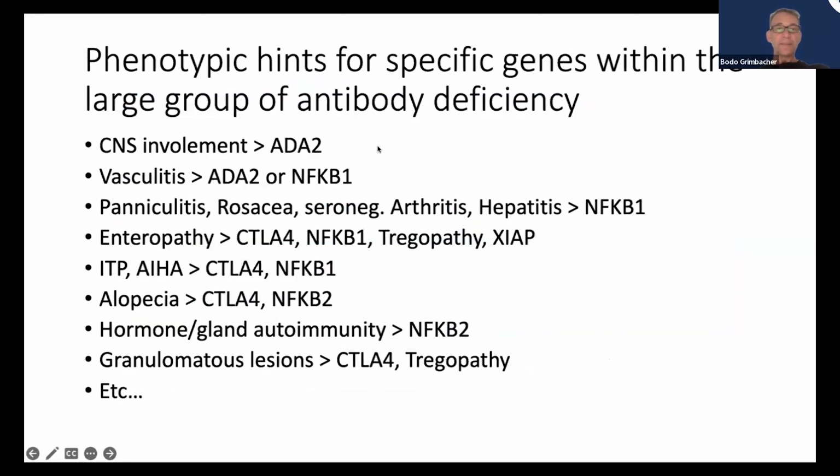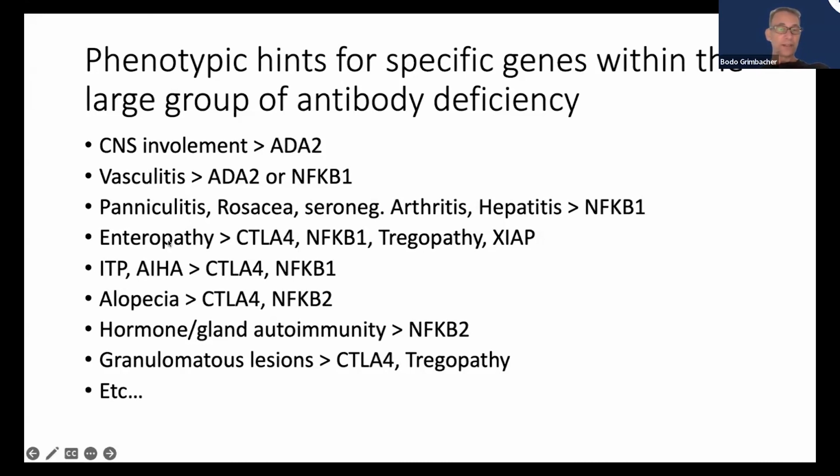So as a summary, there are phenotypic hints for specific genes within the large group of antibody deficient individuals. I talked about the CNS involvement and the vasculitis in DADA2, but vasculitis can also be present in patients with NF-κB1 mutations. Then if you see pancreatitis or rosacea or seronegative arthritis or hepatitis, you would need to think of NF-κB1 as an underlying genetic defect.